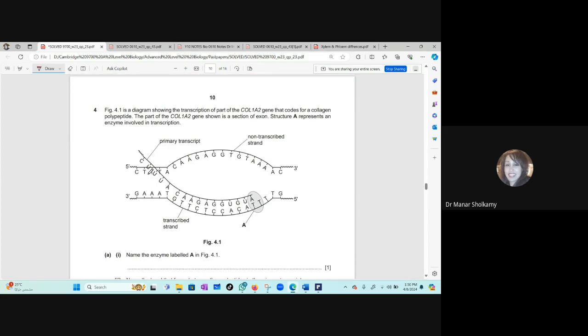Okay. Figure 4.1 is a diagram showing the transcription of part of a gene that codes for a collagen polypeptide. And the part of this gene shown is a section of an exon. The exon is the coding or the non-coding part?